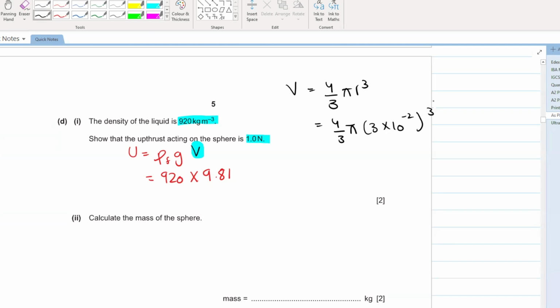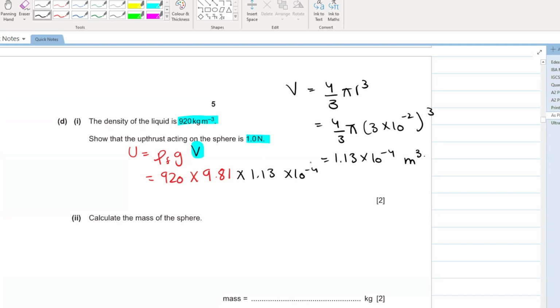Can you calculate the volume here? Very easy. 4 divided by 3 into pi multiplied by (0.03) whole cubed. This comes out to be 1.13 into 10 raised to the power of minus 4 meter cubed. So you multiply the volume here, 1.13 into 10 raised to the power of negative 4.